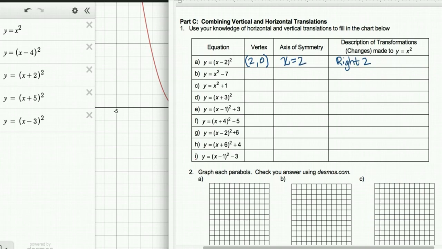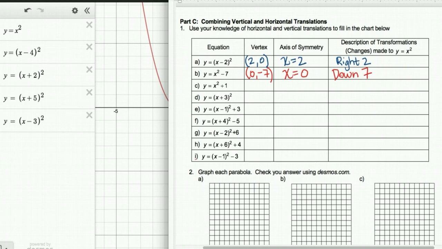We'll try the next one here, using a different color. This one doesn't have a bracket, so it's not the left-right movement. This is the up-down. Whenever it was plus a value, you went up. If it was subtract a value, you went down. Whereas in A, it was the opposite of what you saw. If it was minus 2, you go right 2. So this one here, you will go down 7. It doesn't matter which order you fill this in. You're going to go down 7, and if you were visualizing, it used to be at 0, 0, so it went down, it didn't move left or right, so you have a vertex at 0, -7, right? And then the axis of symmetry, where do you look? The x value is equal to 0.